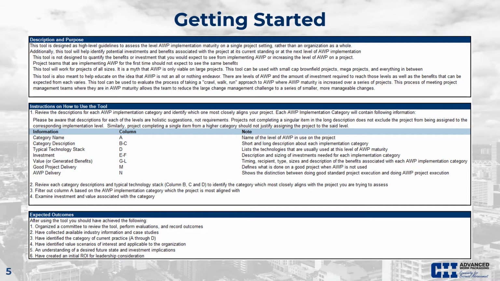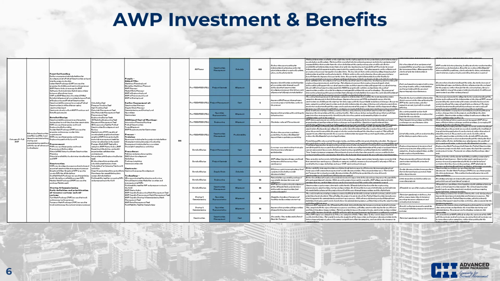Firstly, we have a Getting Started screen, which provides a description and purpose, some basic instruction for use, and a list of intended outcomes from using the tool. The AWP Investments and Benefits tab. This is the main body of the work, where the investment and benefits are explained. The screenshot here shows only a small section of the overall tool. We will go into more detail about parts of this tab shortly.